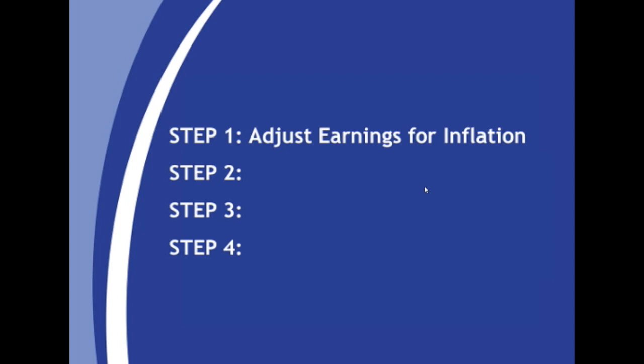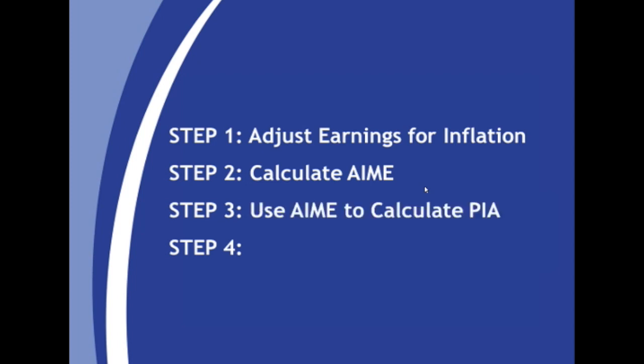So the first step is that your earnings are all going to be adjusted upwards for inflation. The second step is the calculation of your averaged index monthly earnings. And this is meant to give them the average amount that you earned on a monthly basis after it was adjusted for inflation. Once they have that amount, they'll run that through the formula to calculate your primary insurance amount, which is also your full retirement age benefit amount. And the last step, they're going to adjust it out for your filing age. So let's dive into each of these steps and show you how you can calculate your own benefit.